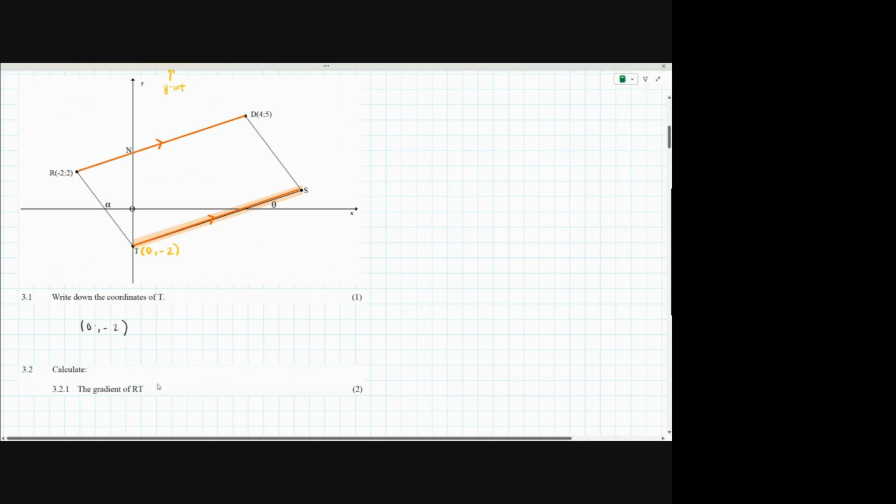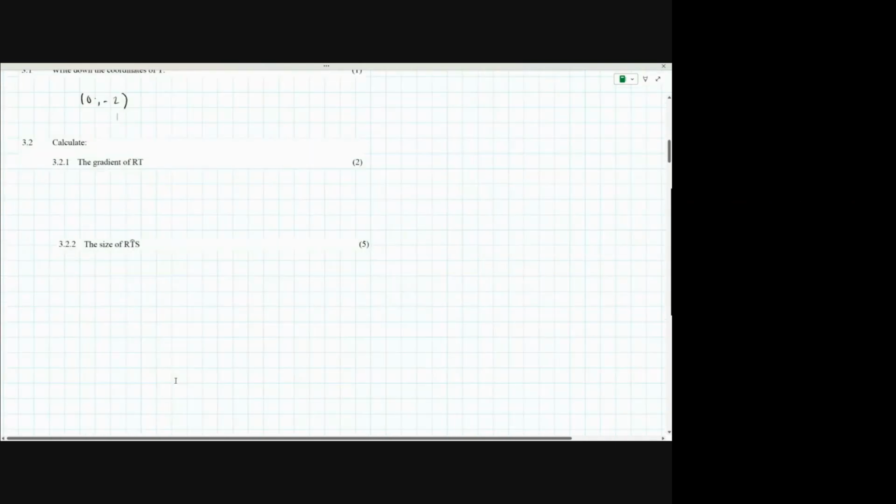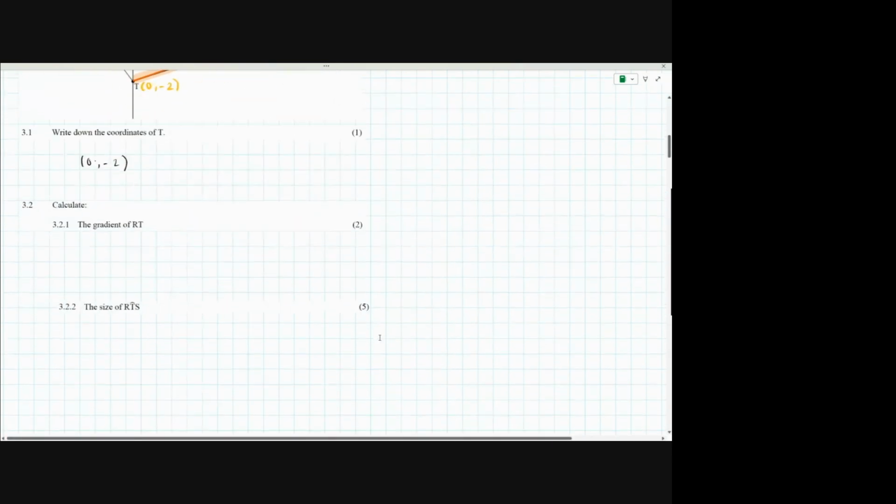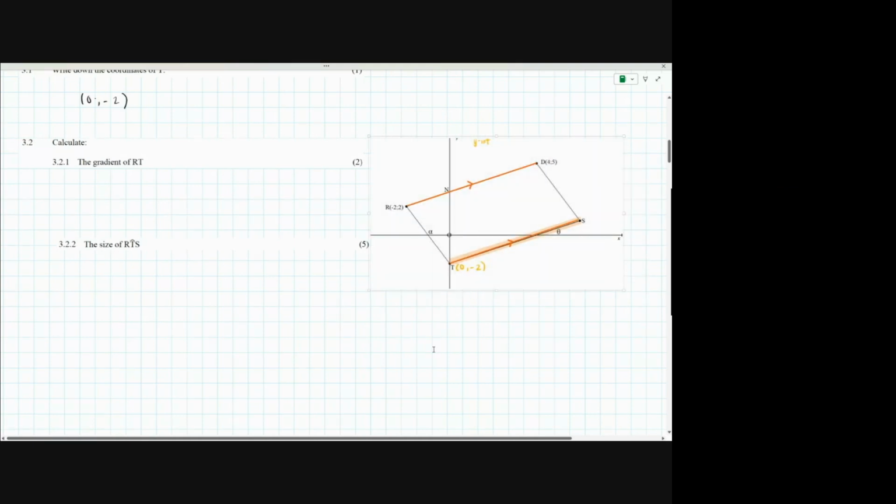Right, 3.2, and this is now where we generally start to do the whole grade 11 content sort of thing. We now start to ask you the basics, gradient, distance, midpoint, all of those things. Okay, I just want to take my diagram and just move it so that we can actually still see it and use it. Okay, there we go.